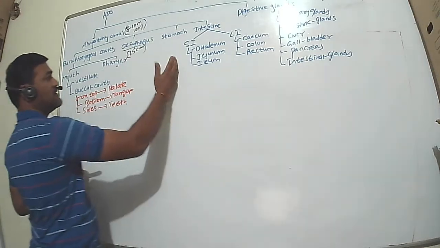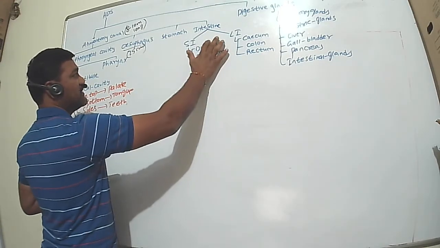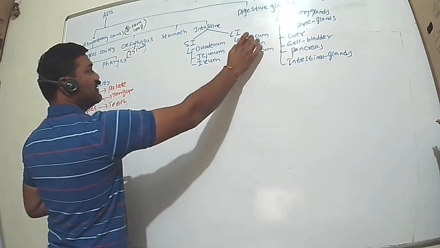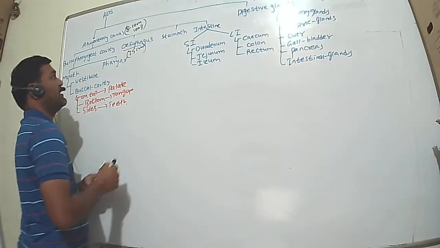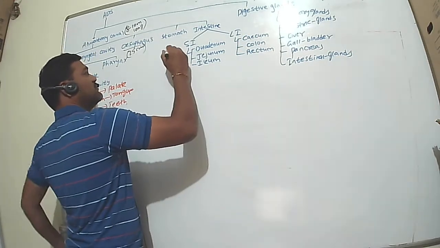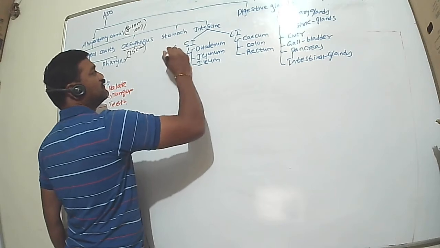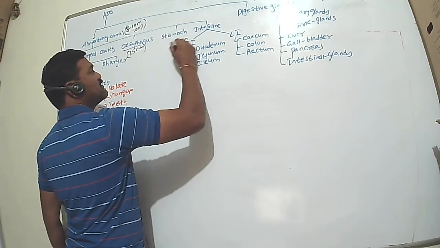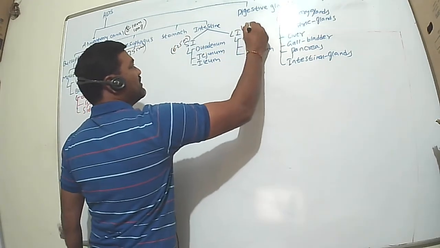In the intestine you have the small intestine and the large intestine. In the small intestine you have the duodenum, jejunum, and ileum. In the large intestine, cecum, colon, and rectum. The small intestine is about 6.25 meters long. The large intestine is just about 1.5 meters long.